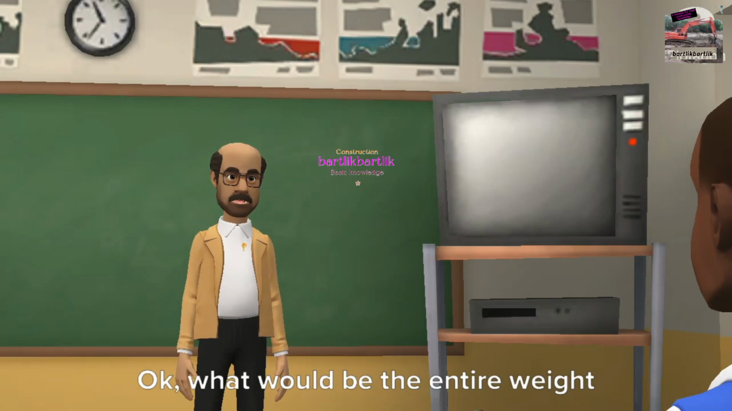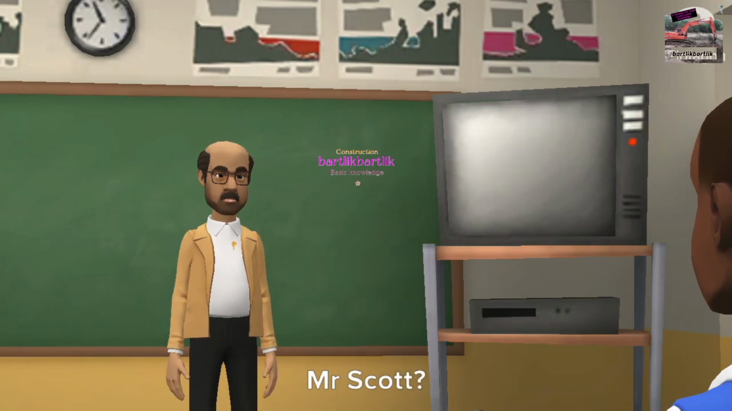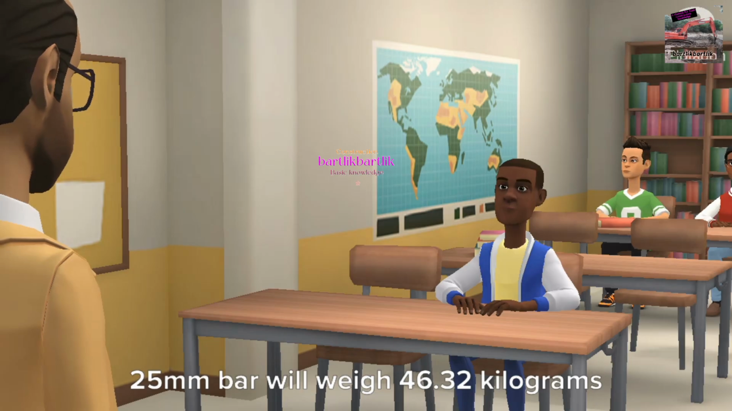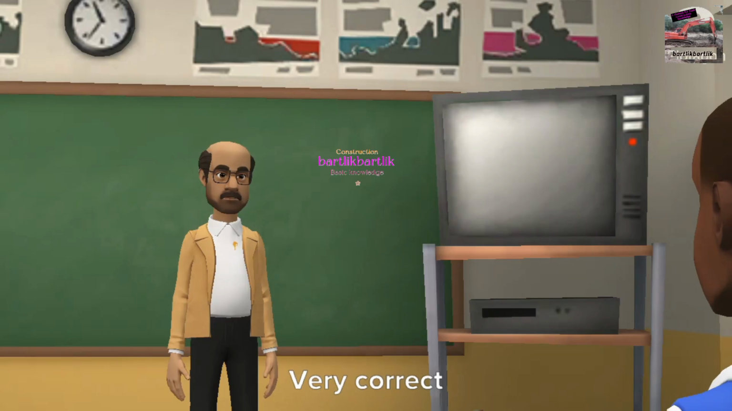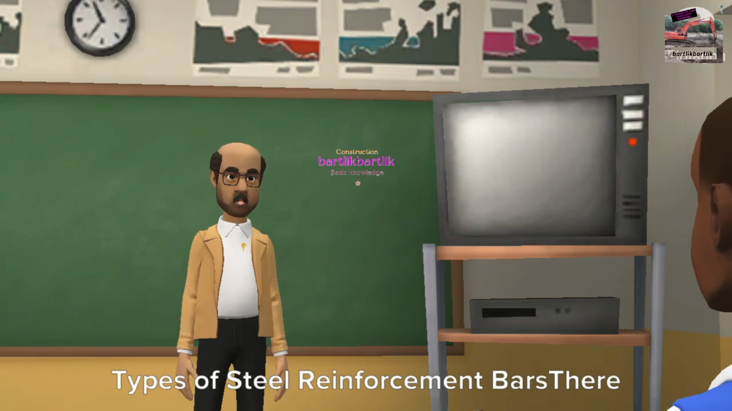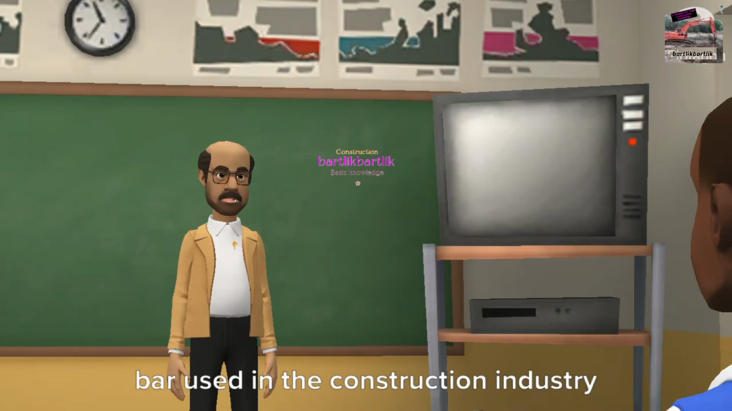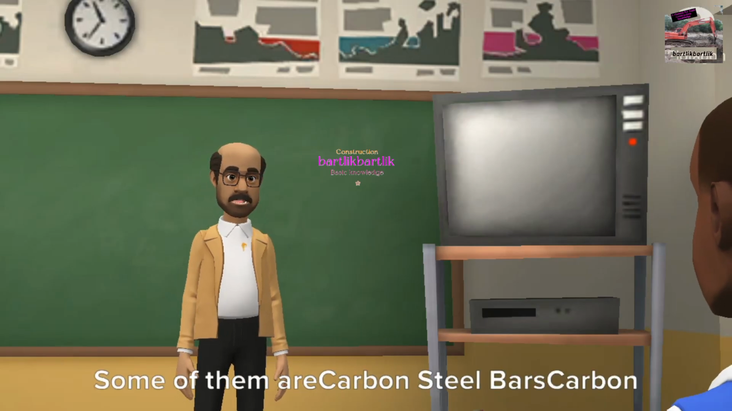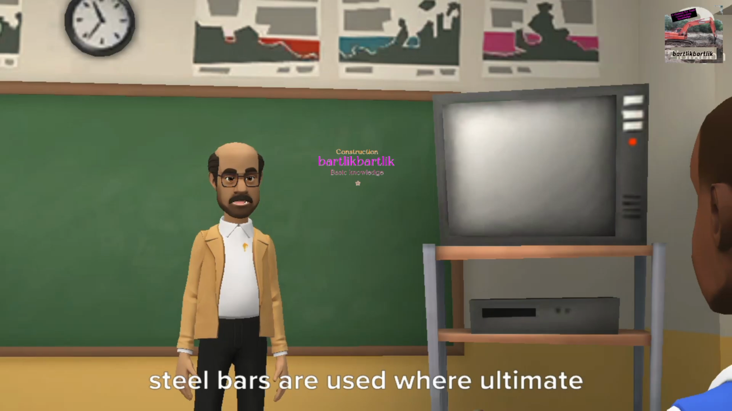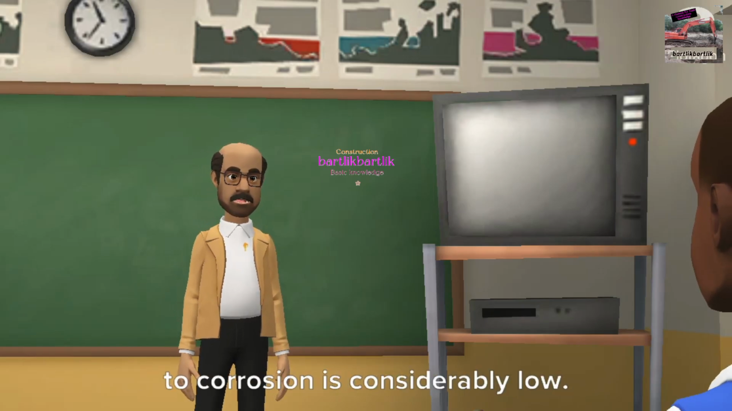Okay, what would be the entire weight of full-length bar of diameter 25 mm, Mr. Scott? 25 mm bar will weigh 46.32 kilograms. Very correct. Types of steel reinforcement bars. There are various types of steel reinforcement bar used in the construction industry for concrete support. Some of them are carbon steel bars. Carbon steel bars are used where ultimate tensile strength is required. However, their ductility and resistance to corrosion is considerably low.